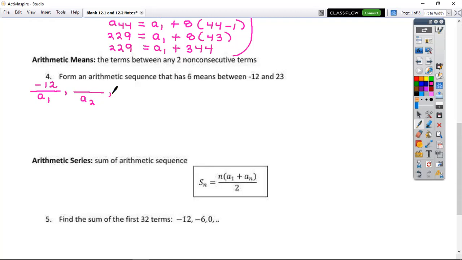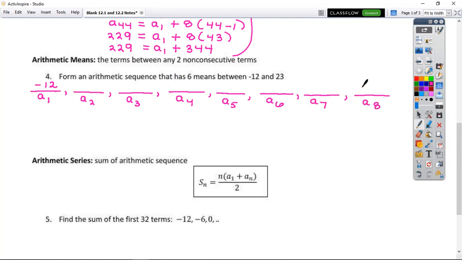I want to find a sub 3. Just again, make sure those are subscripts. And then a sub 4, that's 3. Here's the 4th one. And then here's the 5th one. 1, 2, 3. Here's the 6th one. And you're given the 8th term. All right, so your 8th term is equal to 23.